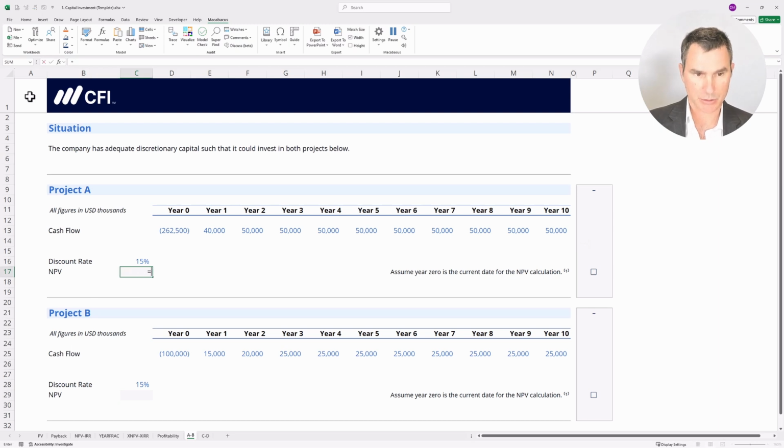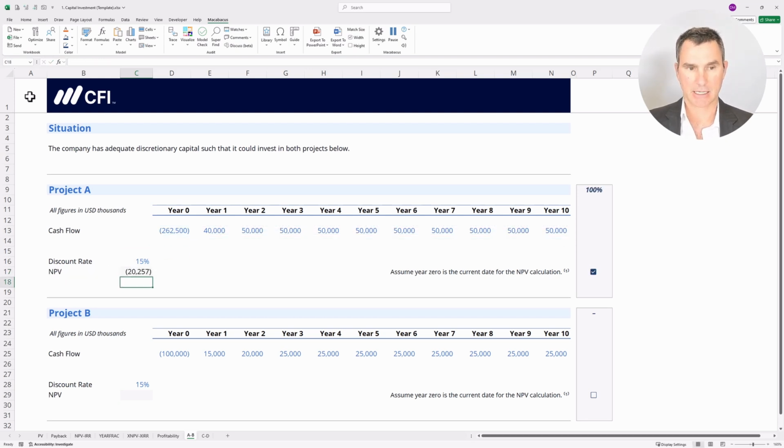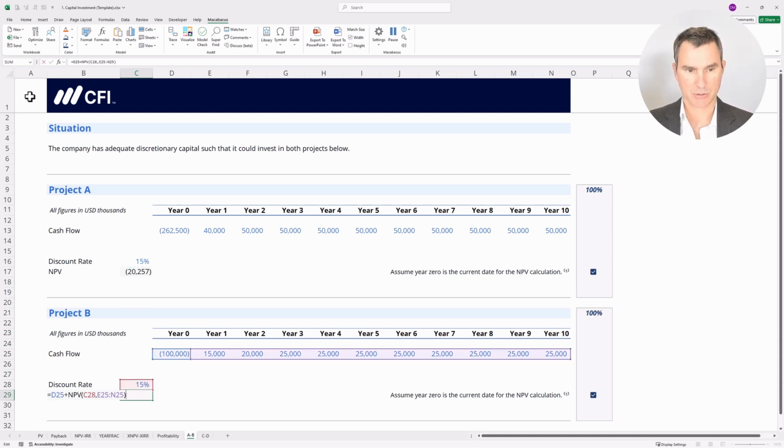So what we're going to do is just grab that cash flow from year 0 plus NPV, open the bracket, the rate is here, 15%, comma, and now we want to start with year 1 all the way to year 10, close the bracket, and hit enter. Now that we've done that calculation, let's save some time. Just do a simple copy and a paste down here. We're going to tap F2 to ensure that it's working. It looks perfect, and we're done.